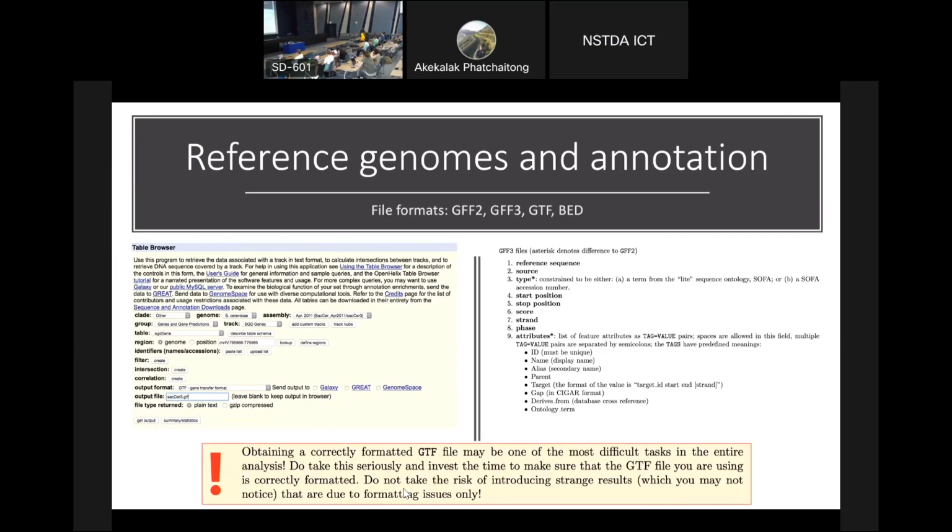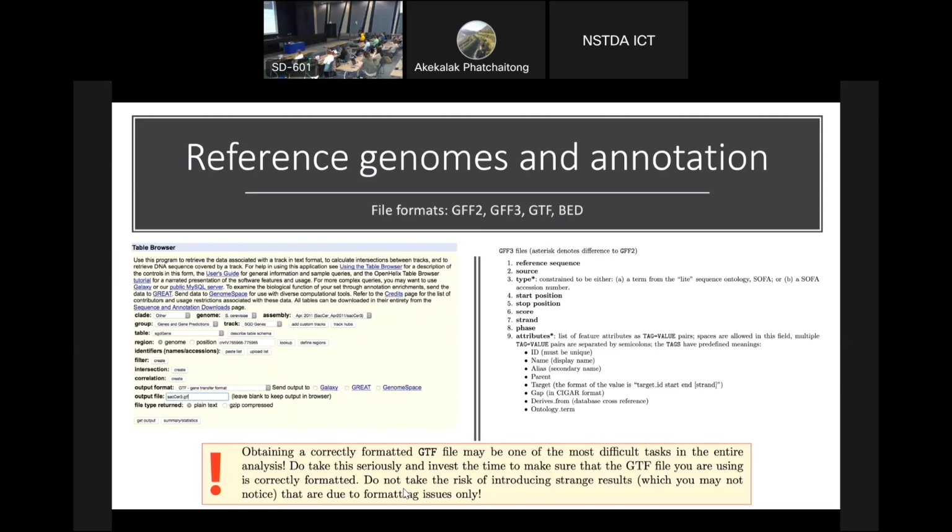So there's a note here, and this was quite interesting for me. Obtaining a correctly formatted GTF file may be one of the most difficult tasks in the entire analysis. Do take this seriously and invest the time to make sure that the GTF file you're using is correctly formatted.